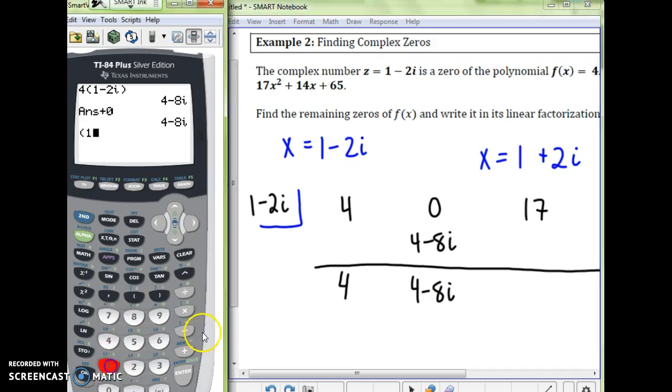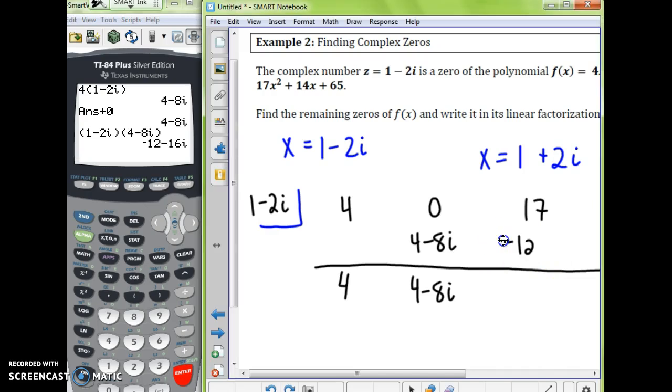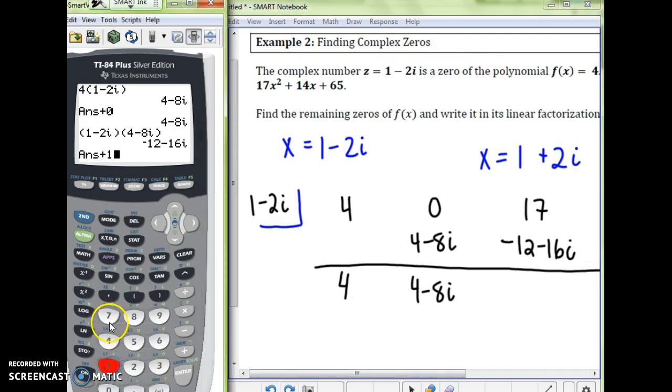So 1 minus 2i times 4 minus 8i. Should be a mess. It's negative 12 minus 16i. I need to add 17 to that, so I can just say plus 17. It pulls my answer from the last line. So now I have 5 minus 16i.